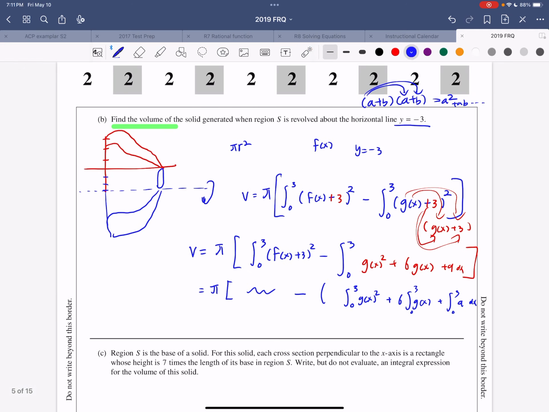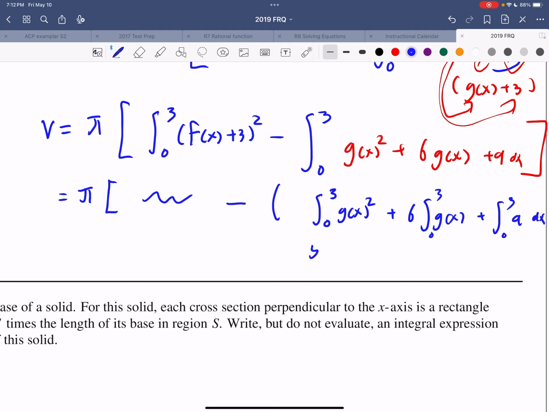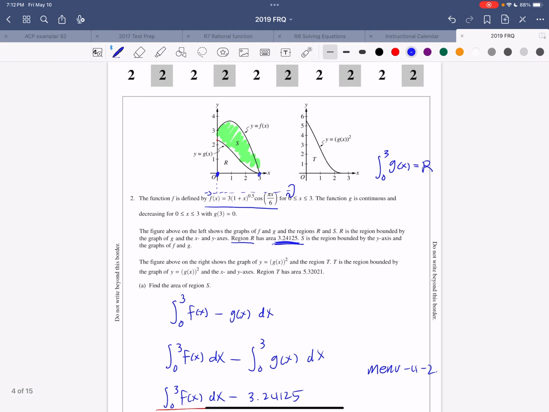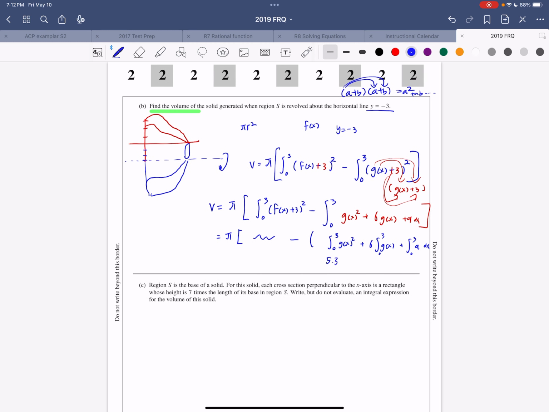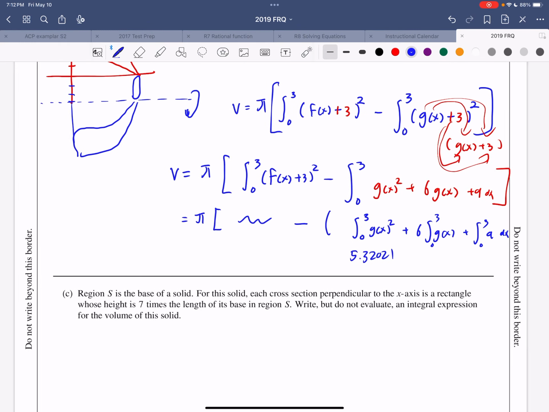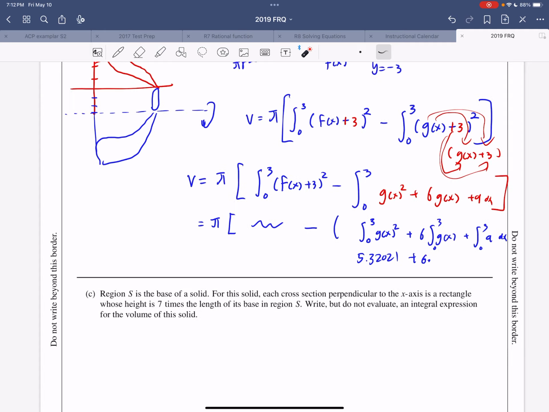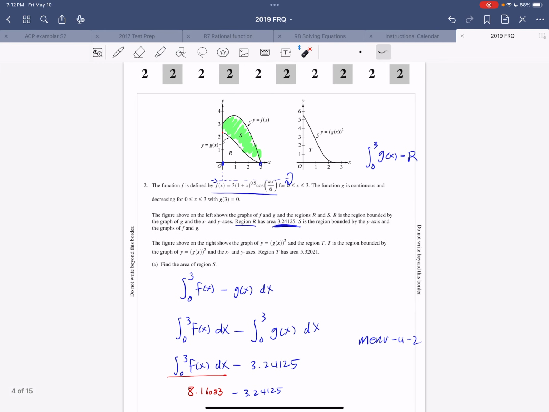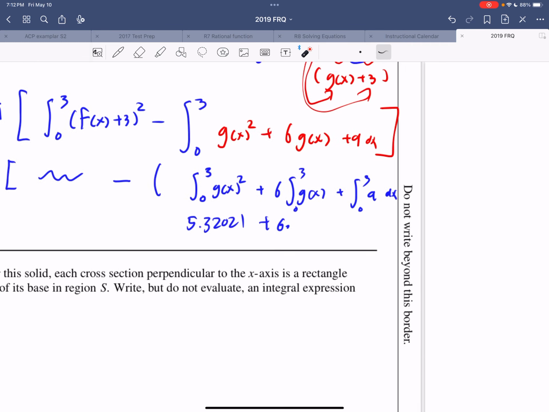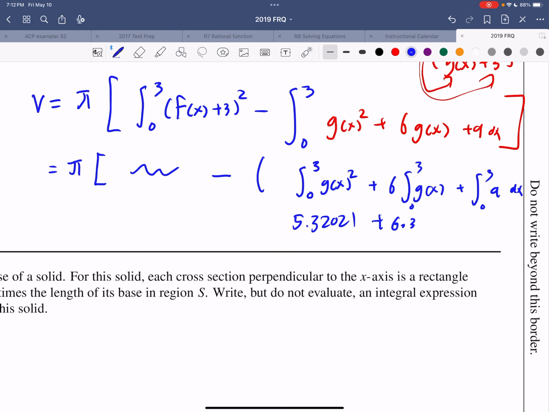That's 5.3203. So we already know this one. That's going to be 5.32021, plus 6 times, we already know g of x because that's given to us, 3.24, so I'm going to put 3.24, plus 9x from 3 to 0, but 0 is nothing, so 9 times 3 is going to be 27.